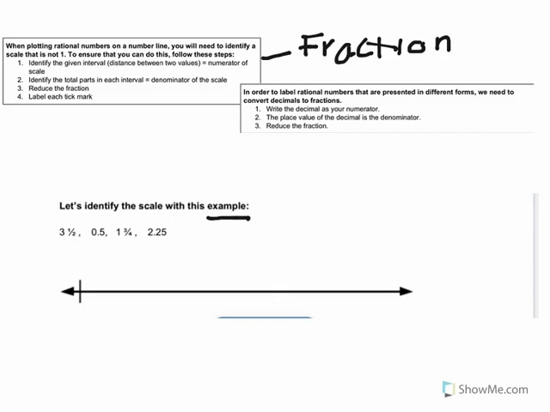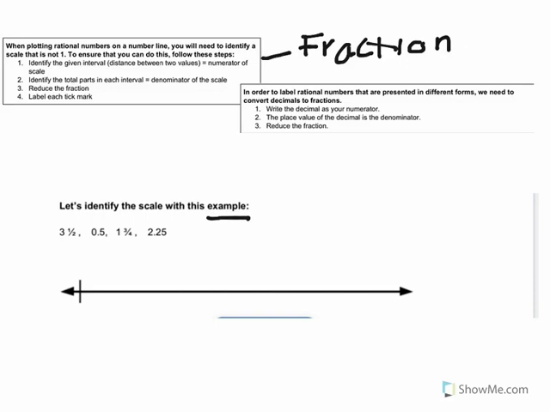In order to label rational numbers that are presented in different forms, we need to convert decimals to fractions. We will do that by first writing the decimal as your numerator. The place value of the decimal is the denominator, and then we will reduce the fraction.